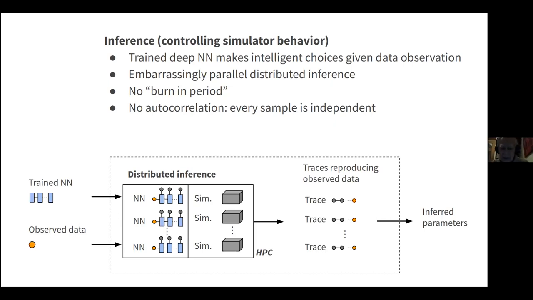The traces, the random numbers and their locations, is that right? Yes, they are. And so what you're doing is reproducing the traces, but does that guarantee that you're reproducing the parameters?